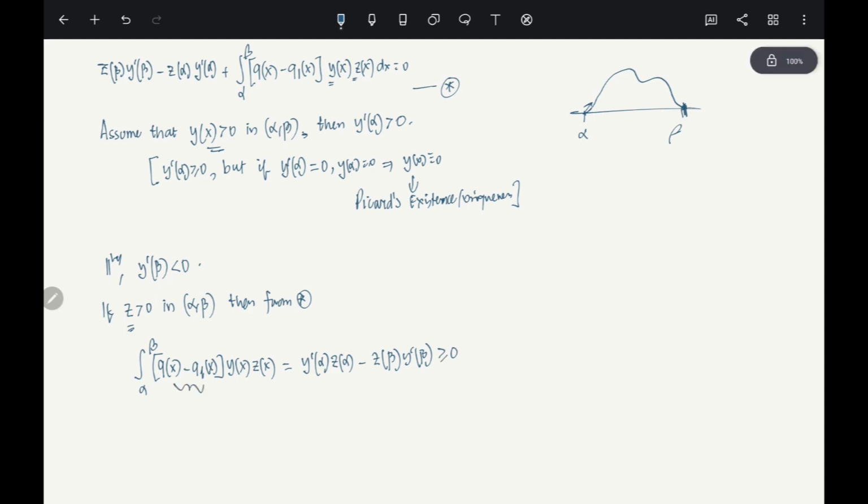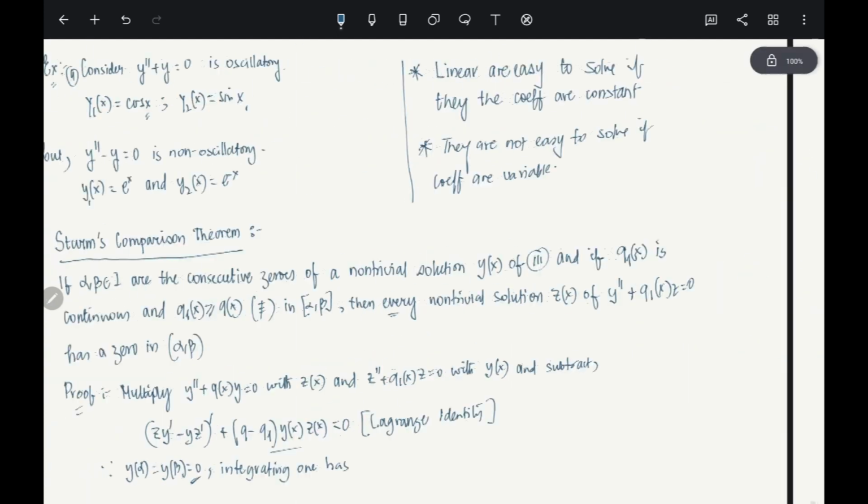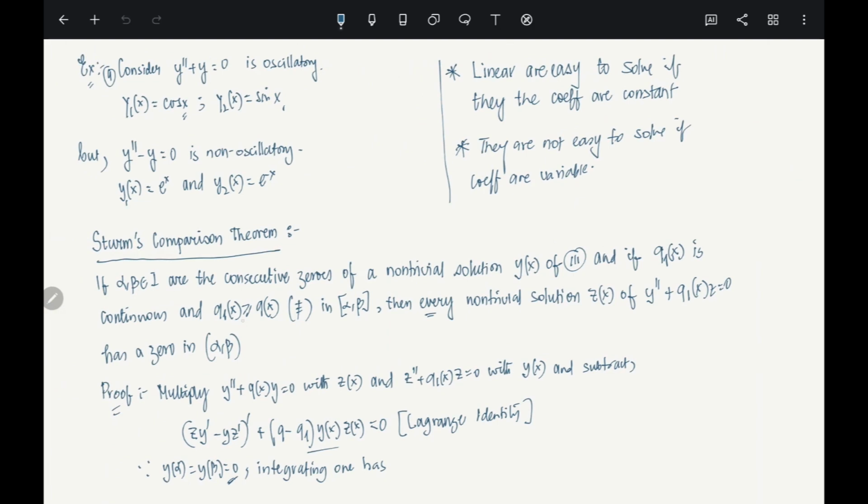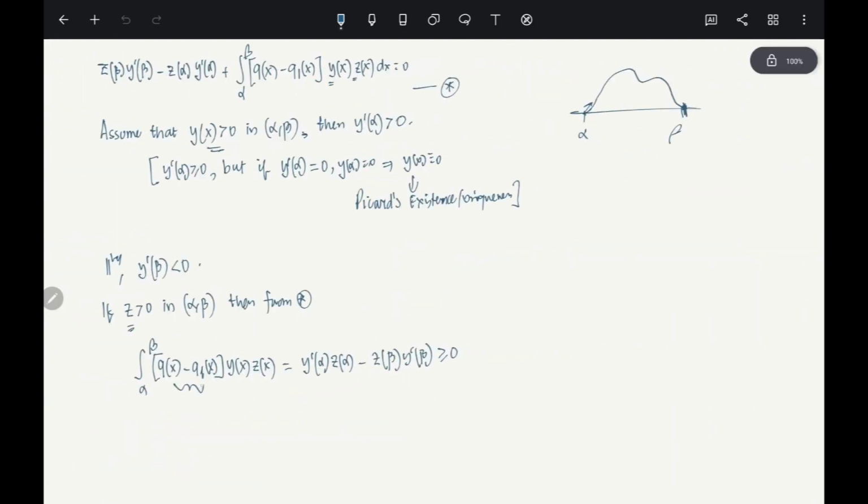But q minus q1 is negative. Is this okay? You see, q minus q1 is negative, right? Because it is given that q1 is greater than or equal to q. So q minus q1 is less than or equal to 0. This is negative. Y is positive, z is positive. So this is a negative term, and the integral of a negative quantity, basically we are writing that is going to be positive, right?